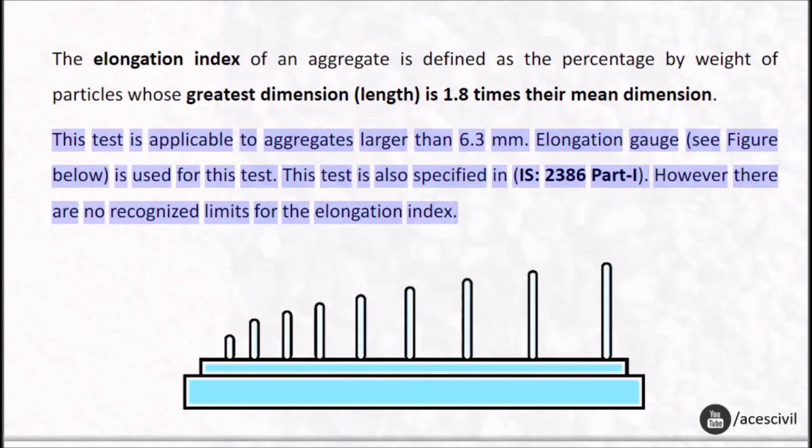This test is applicable to aggregates larger than 6.3 mm. Elongation gauge, see figure below, is used for this test. This test is also specified in IS 2386 Part I. However, there are no recognized limits for the elongation index.